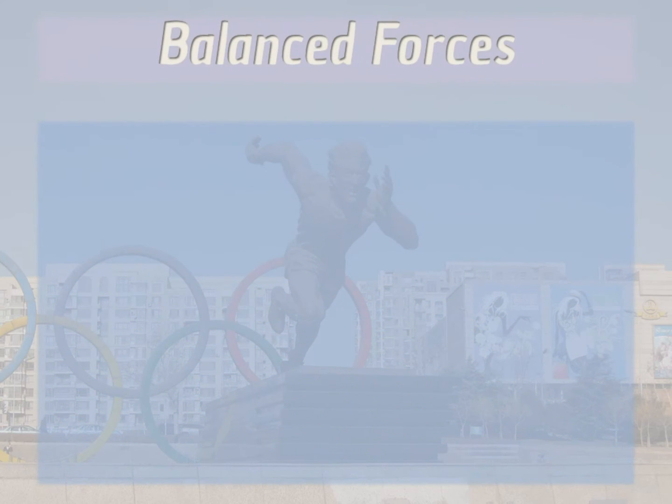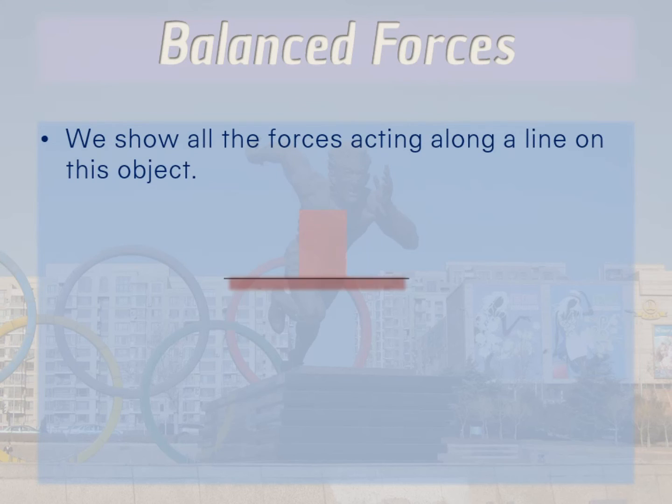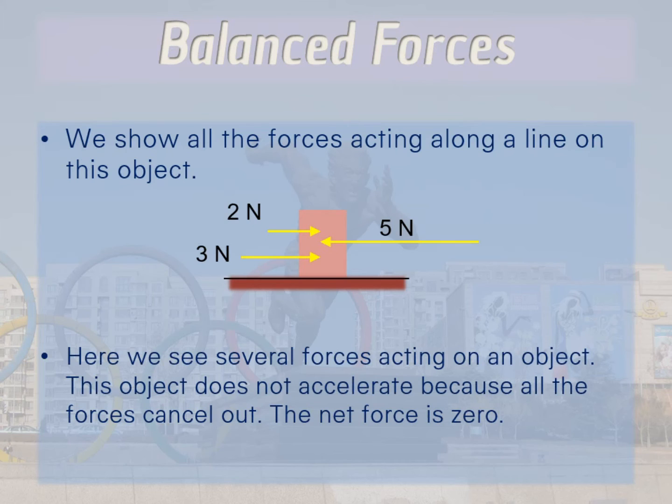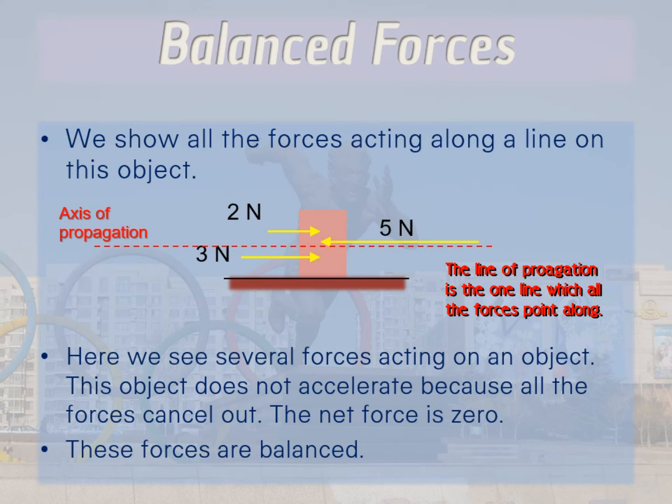So here we're going to define balanced forces, and as you can probably imagine, the next thing we're going to define is unbalanced forces. You can probably see what's going on though. If we show all the forces acting on an object, and we are focusing on a single direction here, and we can put in the line of propagation of all of those forces, we can see that there are several forces, but overall they add up to 0 because there is 5 newtons acting to the left and 5 newtons acting to the right. So the net force on the object is 0. This is what we call balanced forces.